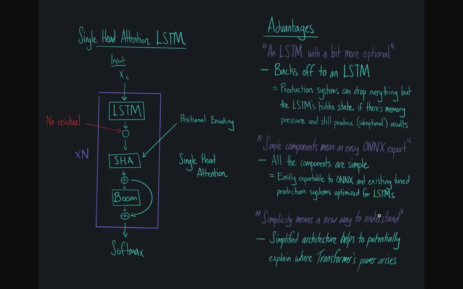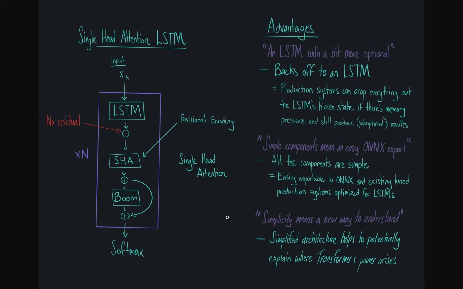But what do we gain from that? Well, LSTMs are still used in production as the models that we distill large complex transformer models into. So this is really an LSTM with a bit more, optional. It backs off to an LSTM, so if you drop all of the past memory states, we still have the hidden state of the LSTM in order to produce more tokens. All of these components are also incredibly simple, meaning they're easy to export to, say, ONNX. And for any existing production systems that have been optimized for LSTMs, it shouldn't require a great deal of work to get this into production.